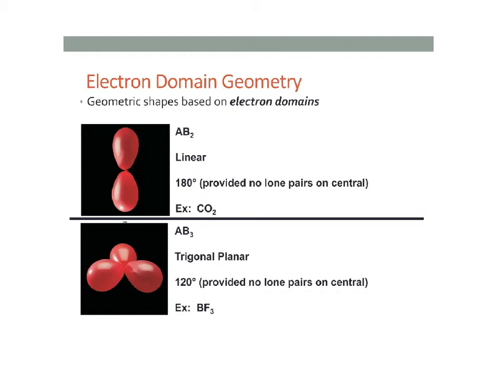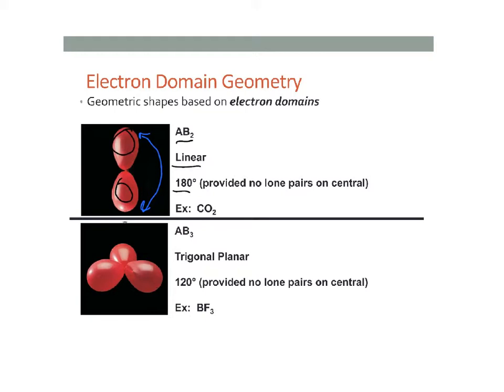The first electron domain geometry occurs when you have 2 electron domains. That means on the central atom, you have 2 electron domains attached to it. That gives us the general form AB2. When you have 2 electron domains, the farthest they can get away from each other is a linear geometry. In other words, it's 180 degrees between one atom and the other. Now remember, this is provided no lone pairs. We'll get to that later on.